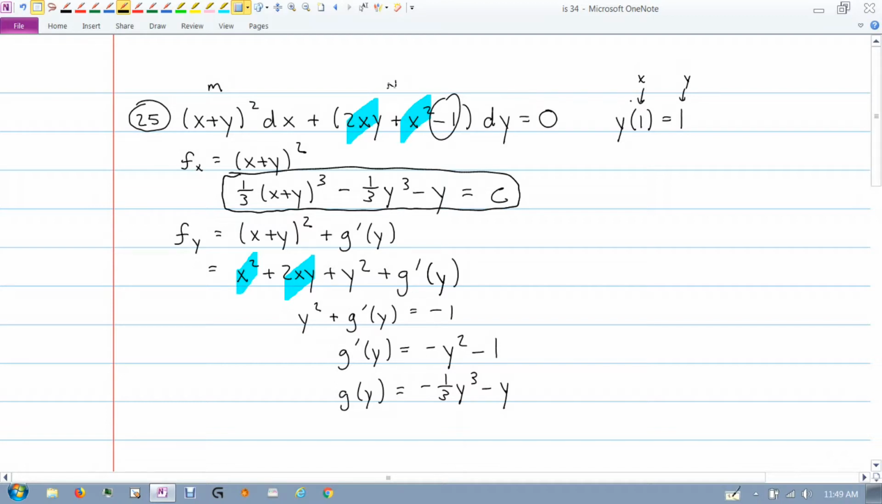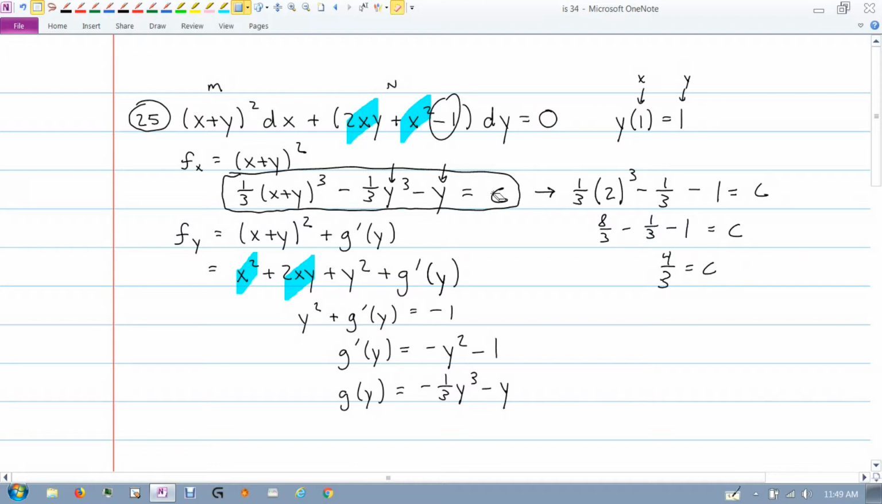So now I'm going to replace all my x's with 1 and all my y's with 1. So if I do that, I get 1/3, and then x plus y is 1 plus 1, that's 2 cubed. Then minus 1/3, and then we have y cubed, that's 1 cubed, that's just 1. Then minus 1 again, that must be a constant. And so we have 8/3 minus 1/3 minus 1, and if you compute that, you just get 4/3 is c.